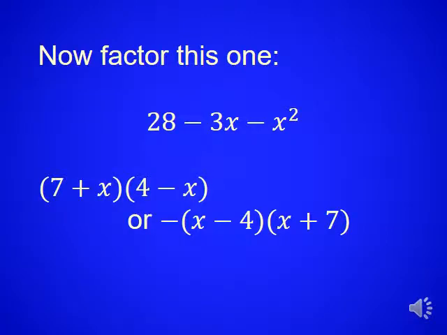And here I've got both of the ways that you could write the answers. You can either say that it's 7 plus x, 4 minus x, or you can put a negative out front and it ends up as x minus 4 times x plus 7. Again, those look different, but they're just different ways of writing the exact same thing.